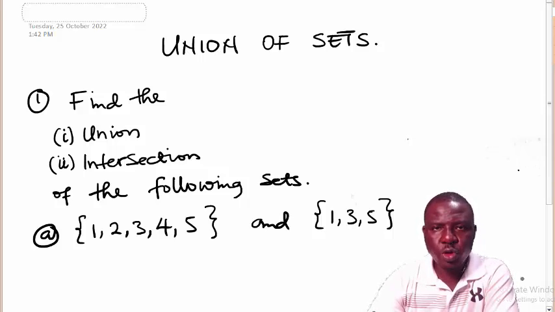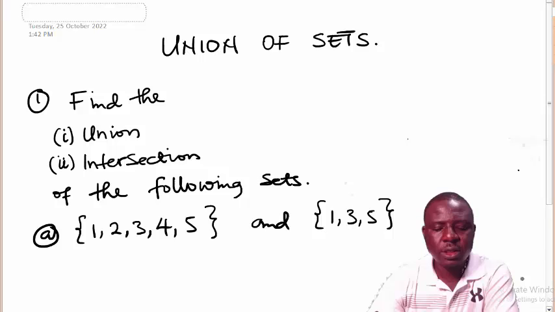Today's class is a continuation of our previous classes on set theory. In today's class, we shall be taking some exercises on set operations, that is, on the union and intersection of sets.